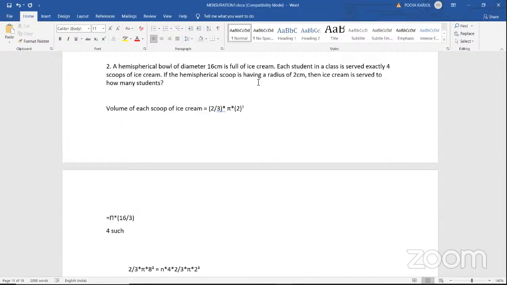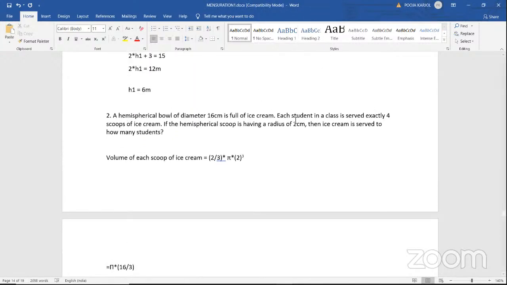Okay, see here. They're saying there's a bowl full of ice cream whose diameter is 16 centimeter. From that bowl, students are being served ice cream. Each student is getting 4 scoops of ice cream. If the hemispherical scoop has a radius of 2 centimeter, then 4 such scoops are being served to each student. So what they're asking is, how many students will get the ice cream?